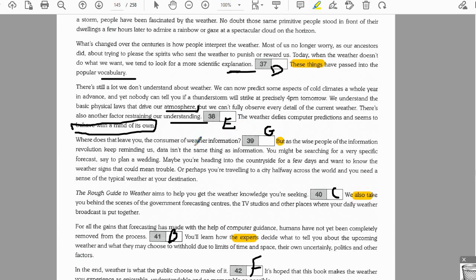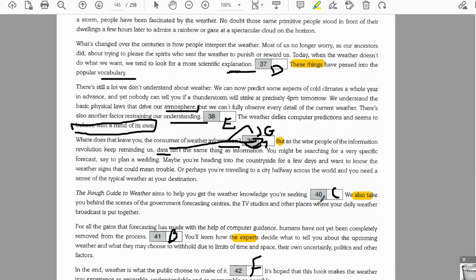G. Okay, the consumption of information. So then it talks about the maps, forecasts, they can be found on the internet. Okay, so that's all the information. But as the wise people say, data isn't the same thing as information. So what we have here is data, versus information. Okay, so this is the consumer. So this is what we consume. This is the information that you have here in G. Hundreds of maps, forecasts, etc. But there's contrast. Yes, we have all the information, but data is not the same thing as information. Okay, so a bit of contrast.